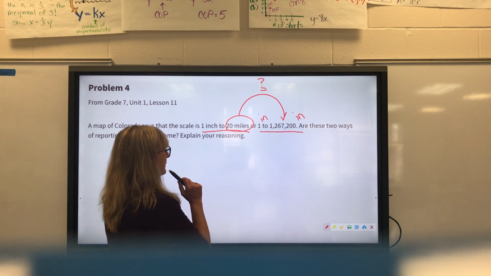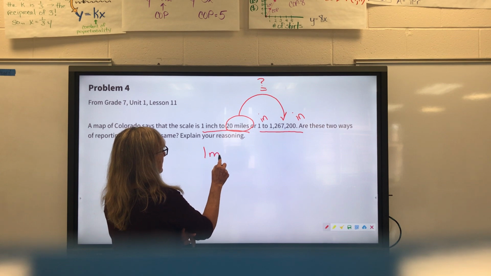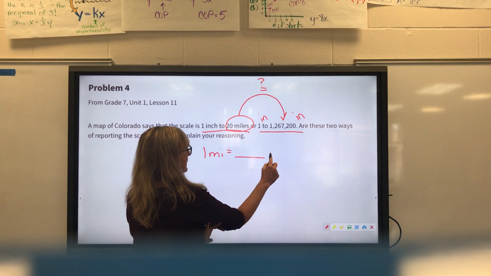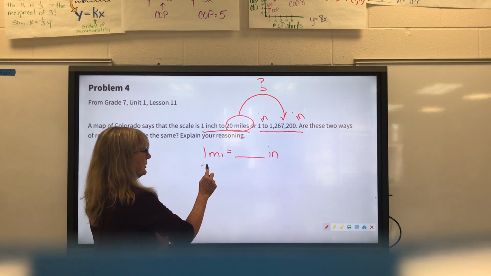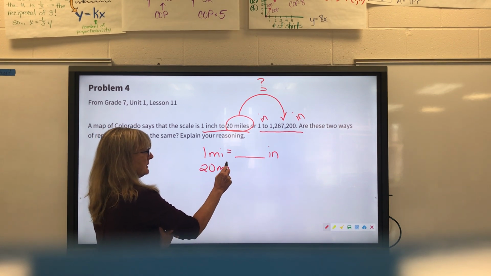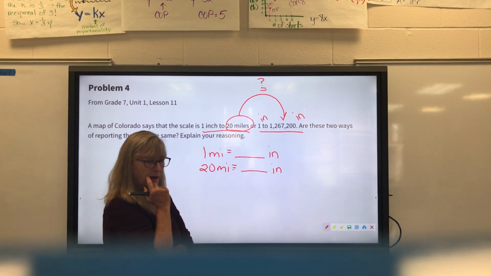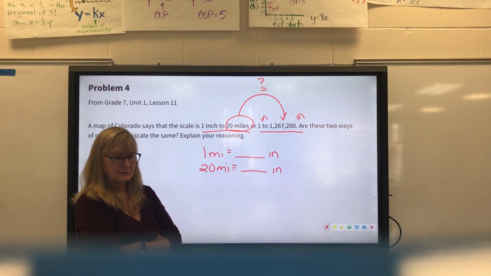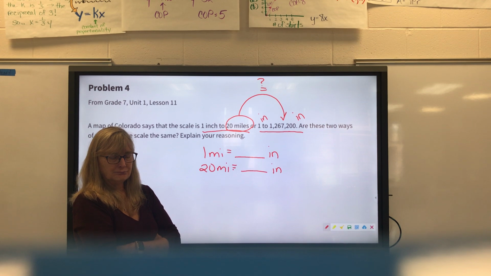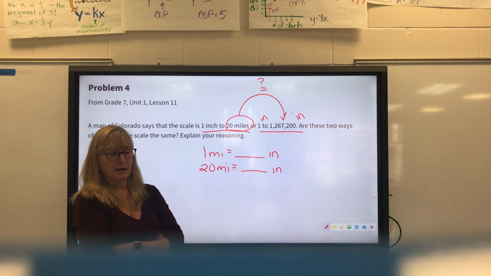Okay, how can we figure out how many inches there are in 1 mile? So 1 mile equals how many inches? Because then we can figure out 20 miles equals how many inches, okay? Does anybody know how many inches there are in a mile? Okay, does anybody know how many feet there are in a mile?